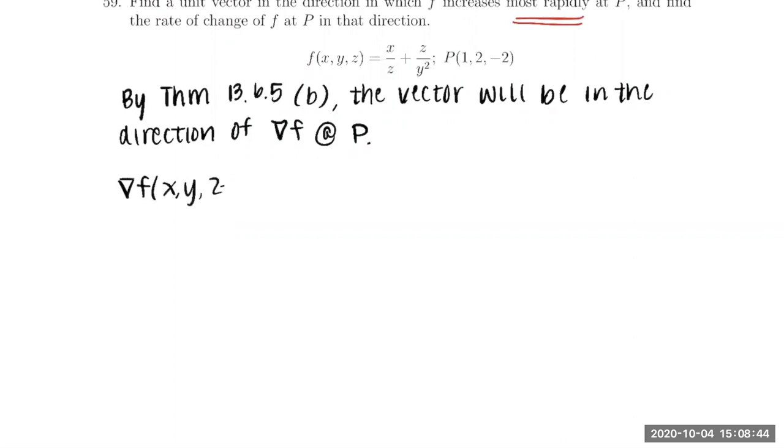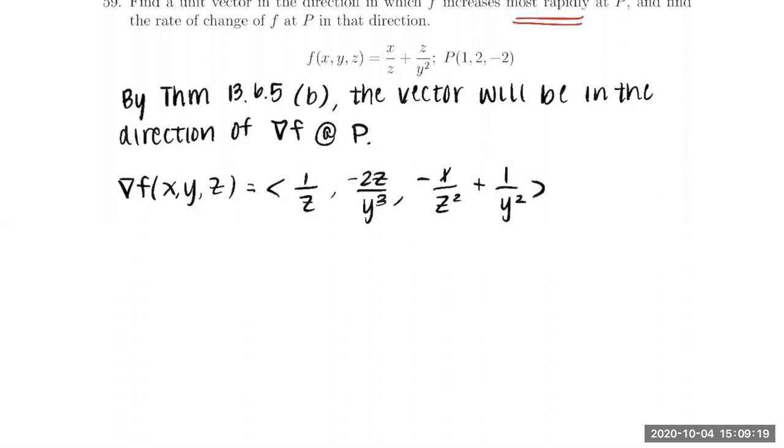And we'll find it in generality. First, I need the derivative with respect to x, which just gives me 1 over z. Now let's take the partial with respect to y. The first term goes to 0. Second term becomes a negative 2z over y cubed. And then finally, when I take the partial with respect to z, I do need to take the derivative in both terms. So the first term is a negative x over z squared. And then the second term is a 1 over y squared.